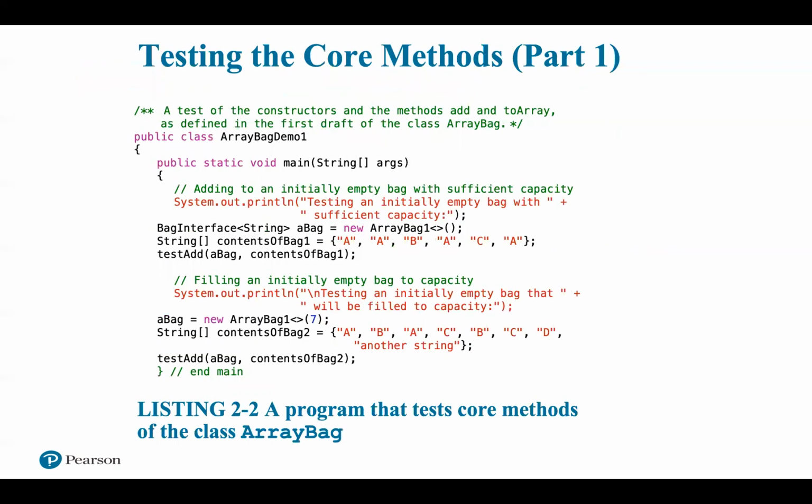Okay, let's talk about having a test program. The listing here shows a program to test the core methods add into array of the class ArrayBag2. At this stage of its development, initially the main method creates an empty bag by using the default constructor. Since the capacity of this bag is 25, the array should not get full if you add fewer than 25 entries to it. Thus, add should return true after each of these additions.